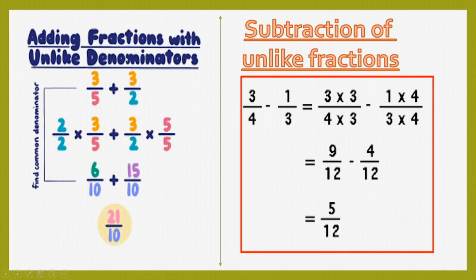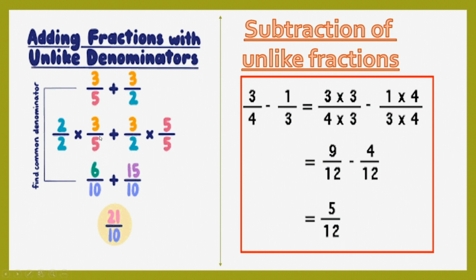Next, adding fractions with unlike denominators, 3 by 5 and 3 by 2. Here these two have unlike denominators. See here, these two denominators are different, so these are unlike fractions. So first we have to convert them into like fractions by taking the LCM of the denominators 5 and 2. LCM of 5 and 2 is 10. So now we have to convert the denominators to 10.